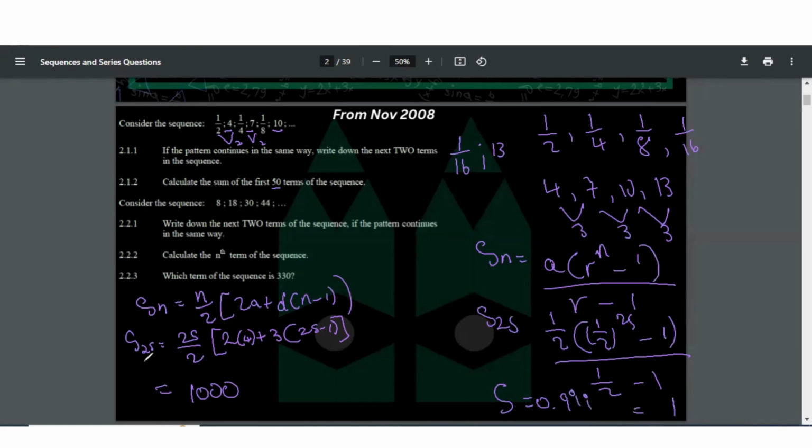So then the sum of 50 terms would be, if we add up the sums of both, 1000 plus 1, which would be 1001. Okay, cool. So we've done 2.1.1 and 2.1.2. Let's now move into 2.2.1.